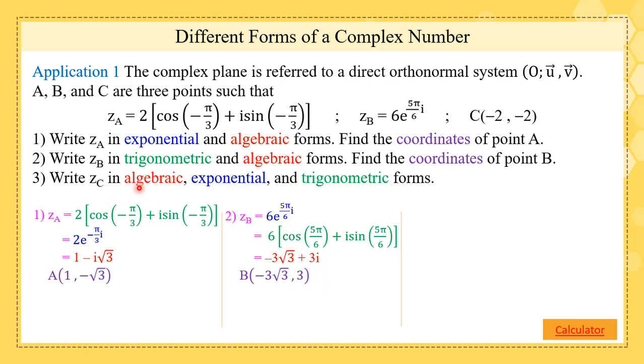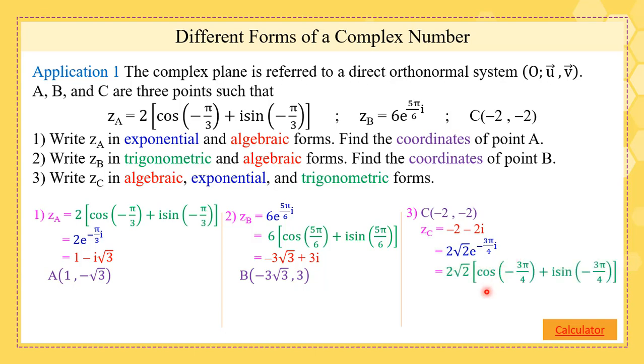Now write ZC in algebraic, exponential, and trigonometric forms, and it's given here geometrically. Let's see. So from the geometric form onto the algebraic form, it's very easy. We just write it as A plus IB. Then we use the calculator to write it in exponential form and the trigonometric form.